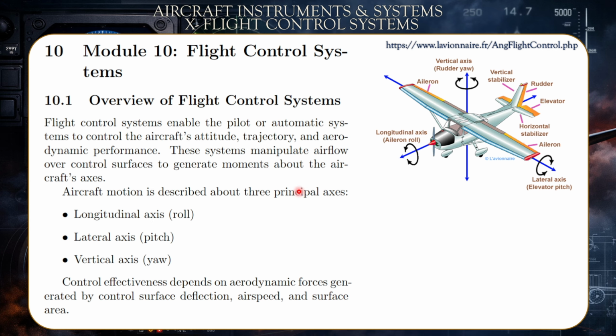So the longitudinal axis crosses the aircraft longitudinally, and it is where the roll action takes place. The lateral axis, which is about the wings, is for pitch up and down rotation. And the vertical axis, going through the middle of the aircraft, is for the yaw, rudder yaw, for right and left yaw motion. Control effectiveness depends on aerodynamic forces generated by control surfaces, surface deflection, airspeed, and surface area.